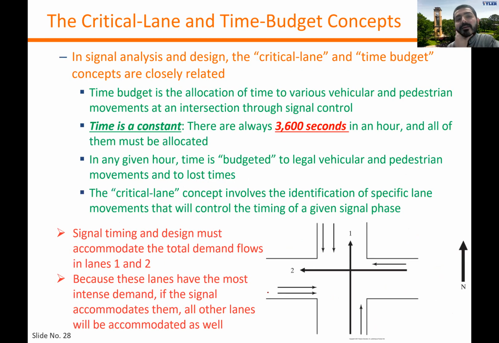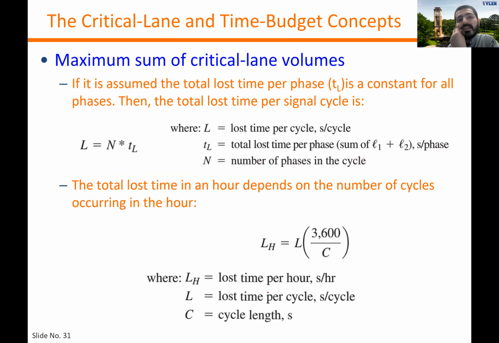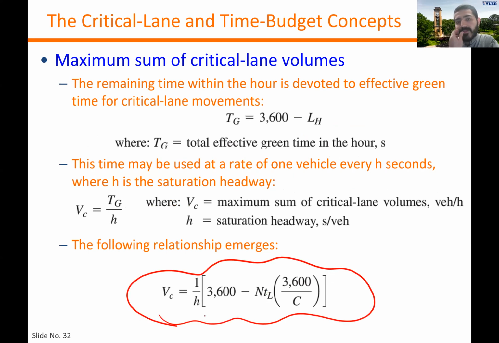Then we talked about the concept of critical lane and the time budget concept. We've gone through the calculations, and here is the derivation of the equation, all the way until we reach one of the most famous equations in this chapter. The following relationship will emerge, which is VC, the maximum sum of critical lane volume. It is 1 over H, the saturation headway, times 3600 seconds minus N times TL, over 3600 over C.